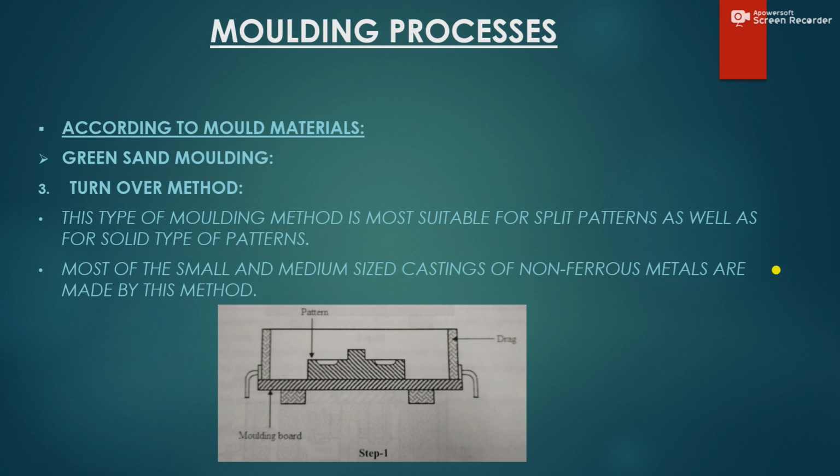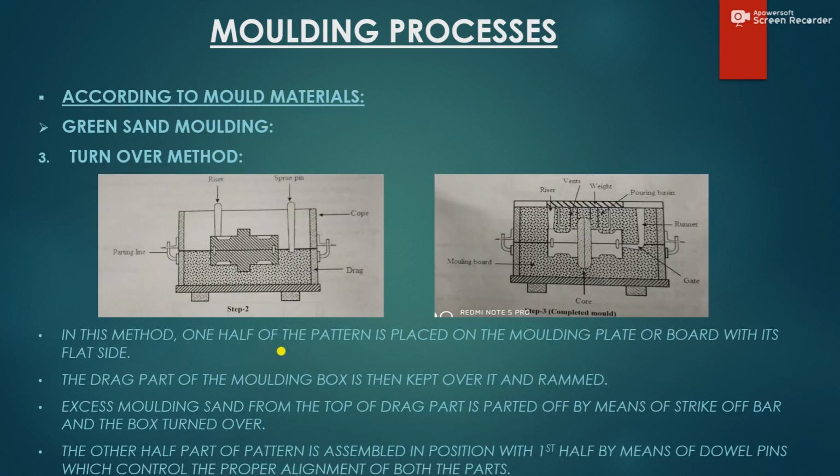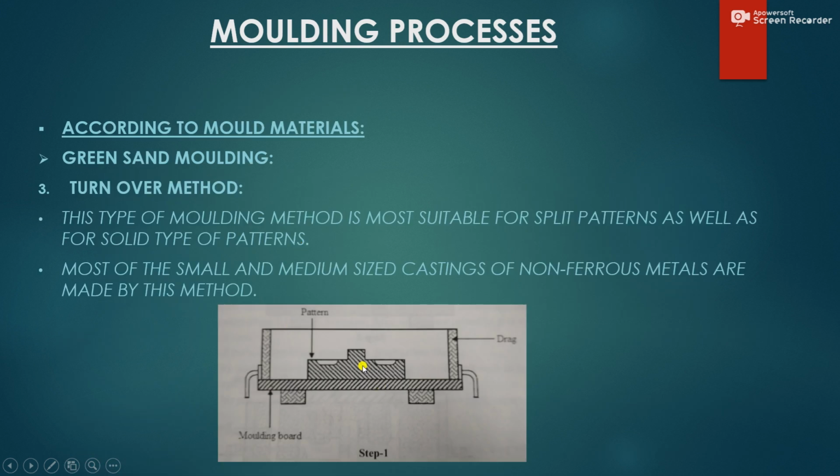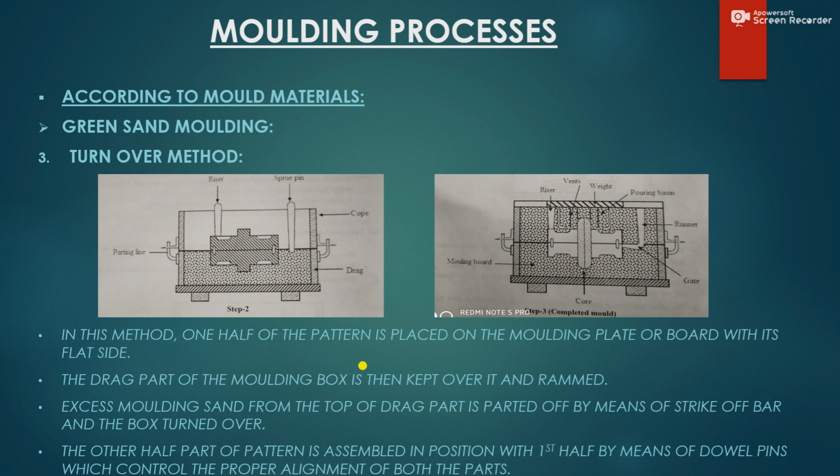So first of all, you can see the step. This is the molding board, this is the drag portion of the mold box. First of all, the sand is not put inside. First of all, the pattern is placed inside the drag molding box on the molding board. If you are talking about a two-piece pattern, then one of the two pieces of the split pattern is placed inside the drag box, the lower molding box, before placing the sand on it. After that, the sand is put inside the drag box and rammed properly.